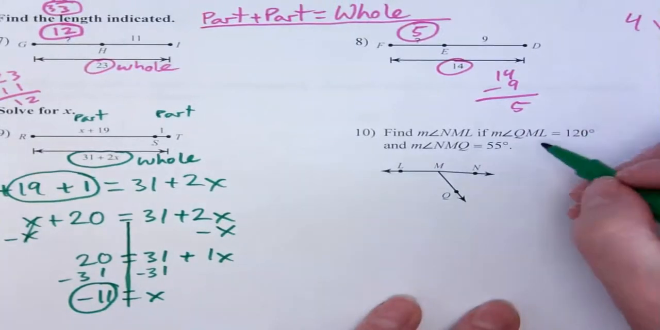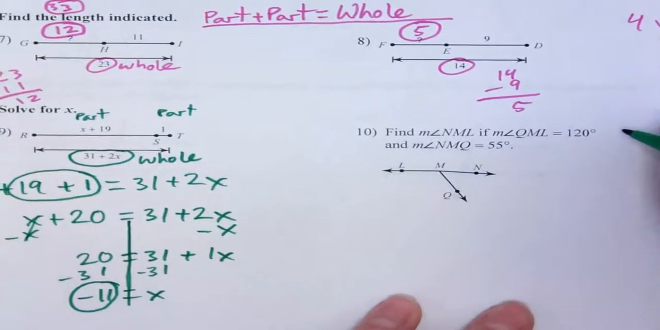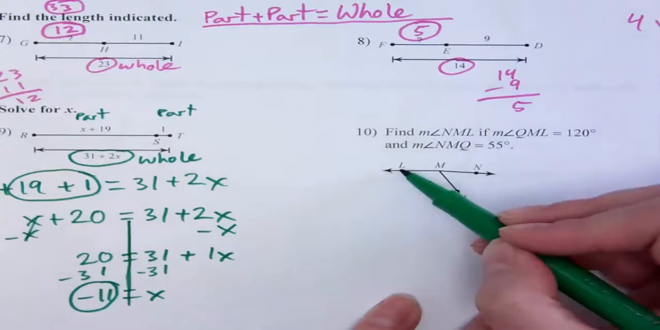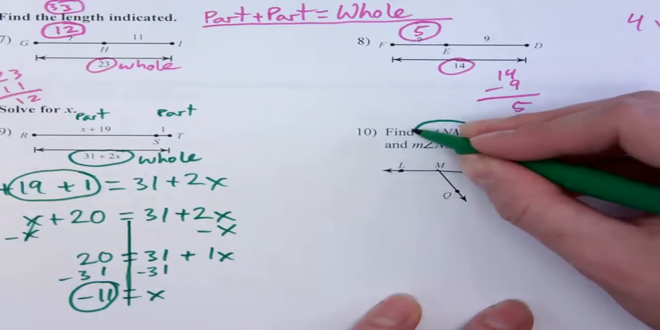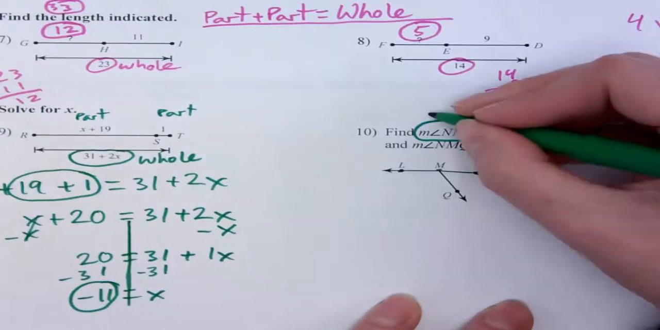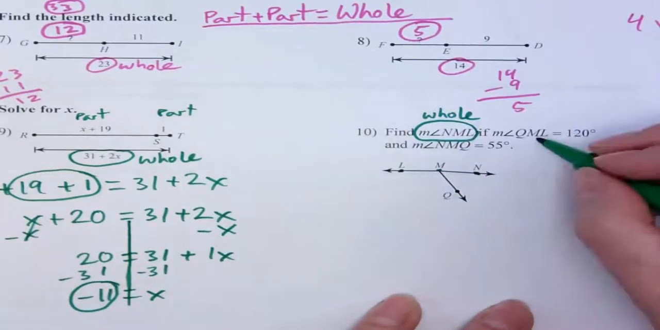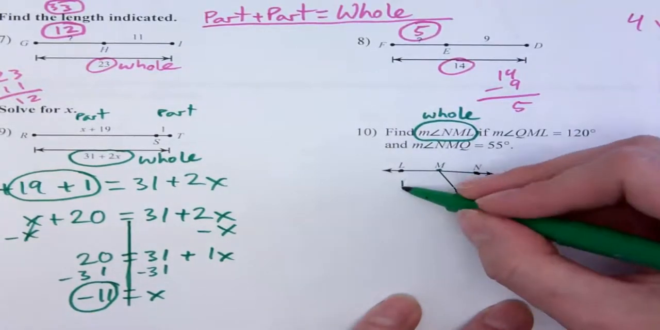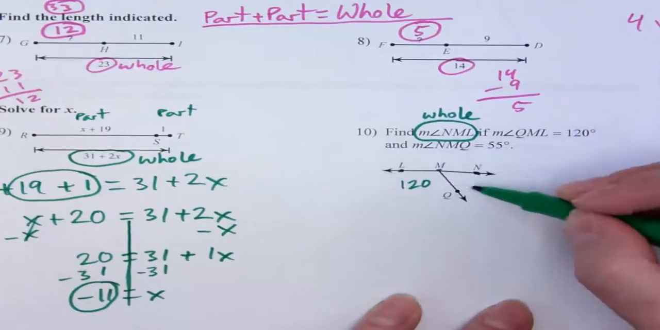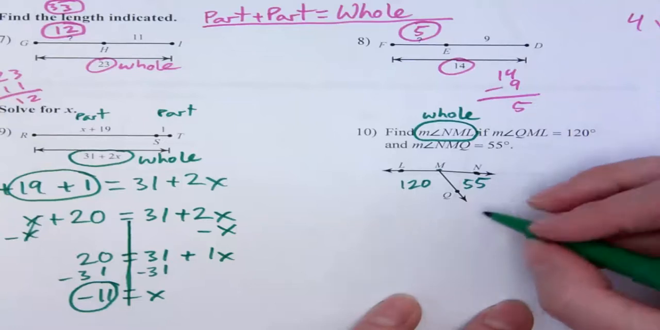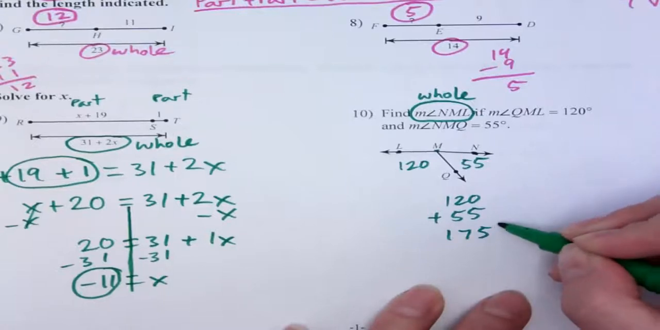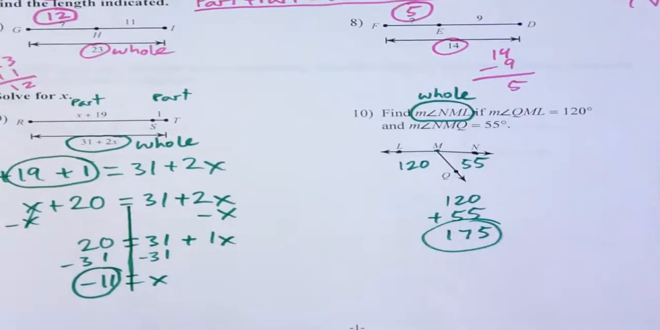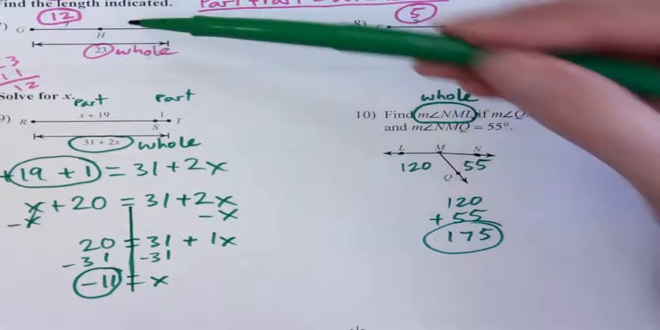So this is the same, part plus part equals whole. I just have to look here. Here my whole would be LMN, or NML. So NML, that's going to be my whole. And so they gave me the two parts. They gave me QML is 120. They gave me NMQ is 55. And so I just add them together to get my answer of 175. So you just have to look at which is the whole and you add up the parts. Or if they give you the whole, you subtract to find your missing part.